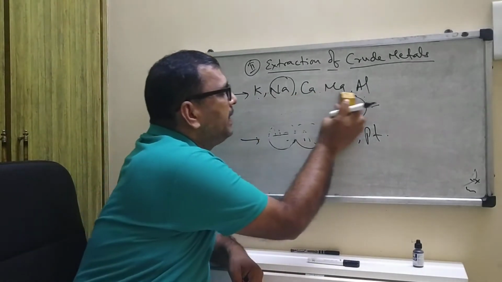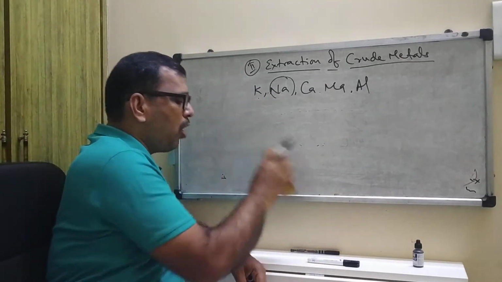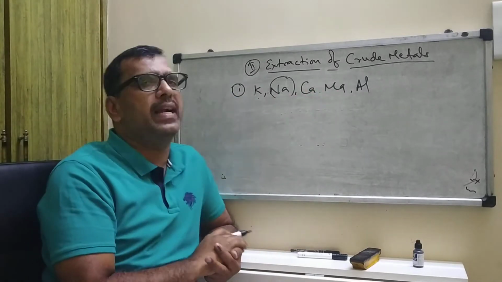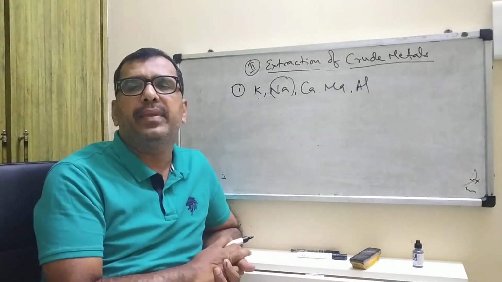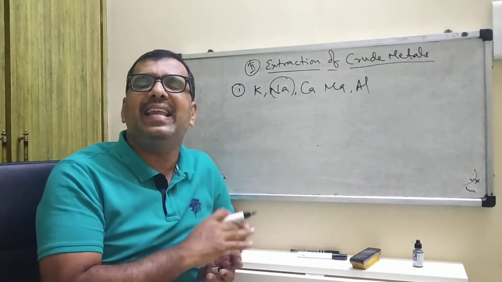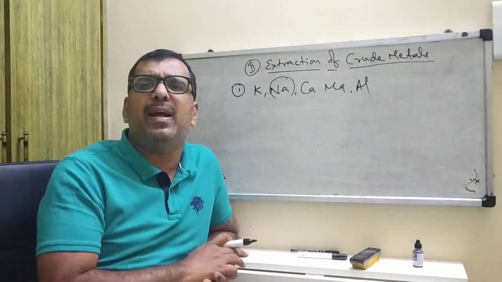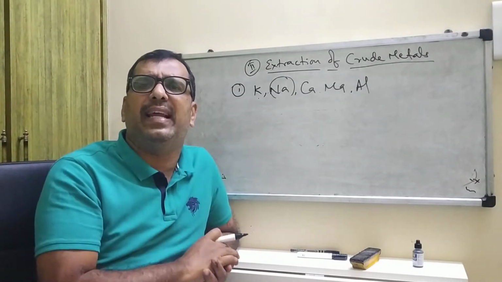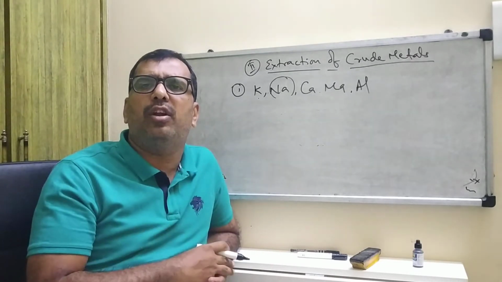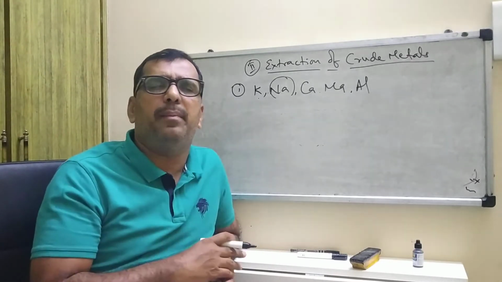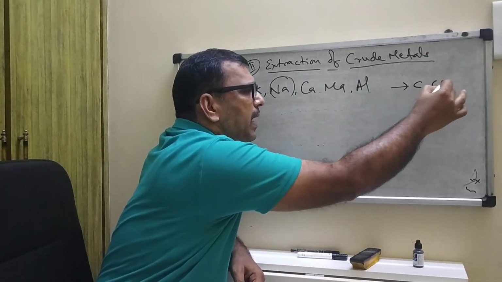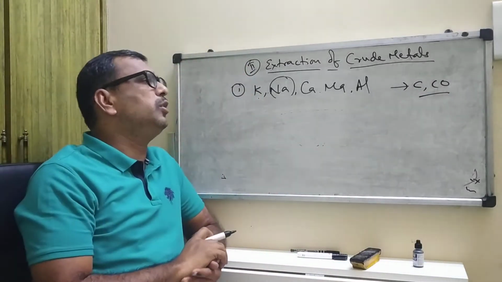Number 1, extraction of the metals at the top of the activity series. At the top of the activity series, naturally it contains potassium, sodium, calcium, magnesium and aluminium. These metals are highly reactive in nature. So what happens in the extraction of these metals from the respective ores? Reducing agents like carbon monoxide are not useful.